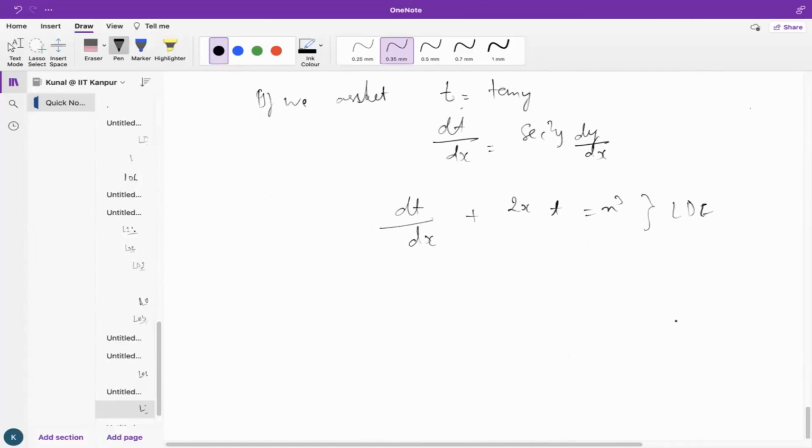So what we have to do is just find the integrating factor here. The integrating factor of the given differential equation is nothing but e to the power integral of p dx. So when we integrate 2x dx, we get e to the power x square. So this is actually our integrating factor here.